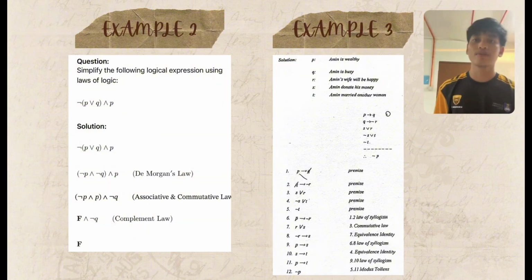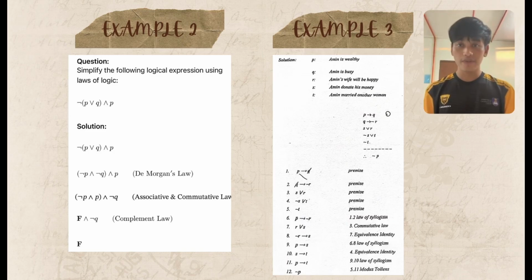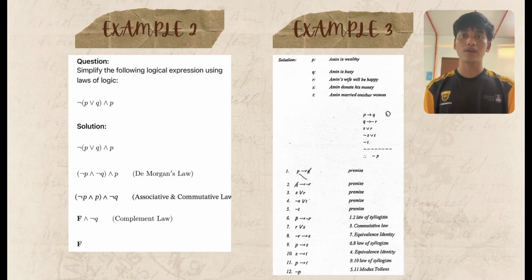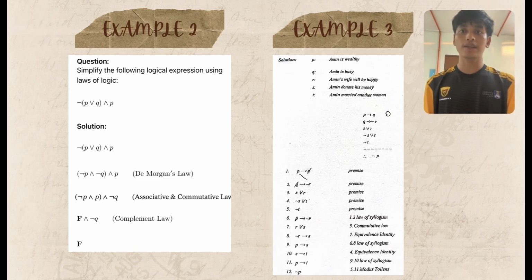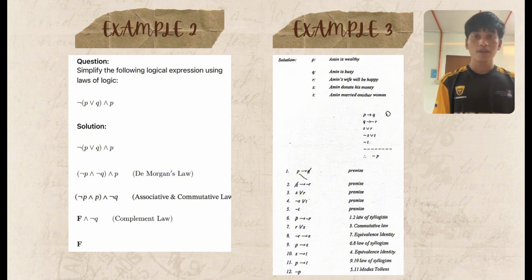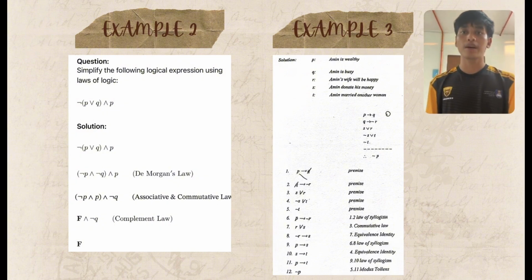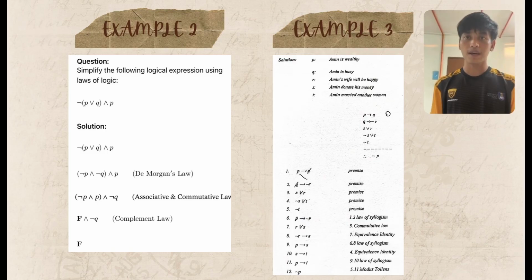Okay, now we move on to example 2. For example 2, we are asked to simplify a logical expression using the laws of logic. The given expression is negation of (P or Q), and P. First, we apply De Morgan's law, which states that negation of (P or Q) is equivalent to negation P and negation Q. So the expression becomes (negation P and negation Q) and P.